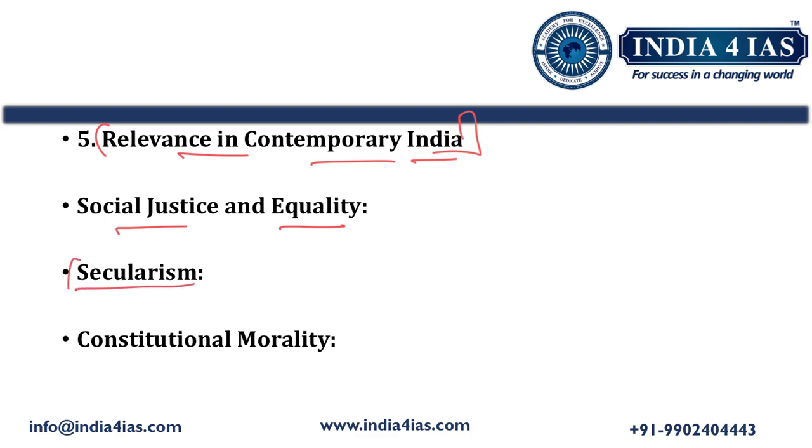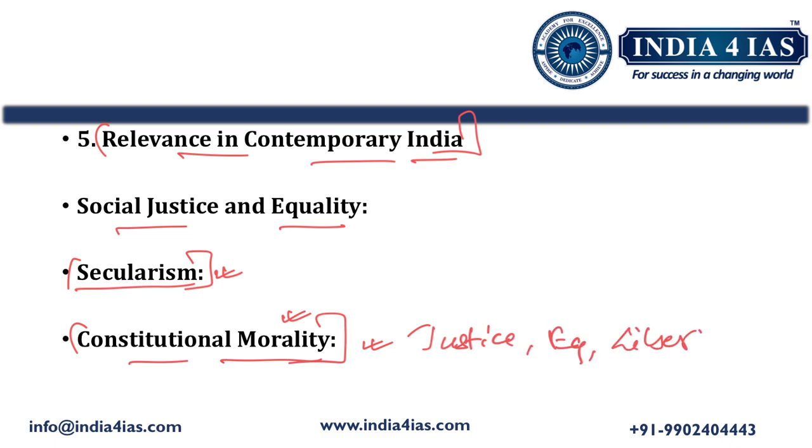Then we should talk about secularism, the issues that are surfacing with respect to secularism in India. Then we should write how the preamble reinforces this principle. Then we should also talk about constitutional morality. We should link constitutional morality to the preamble's role in guiding governance and public life. Constitutional morality means the moral values and principles that the Constitution talks about, like justice, equality, liberty. We should link these constitutional values with the preamble.